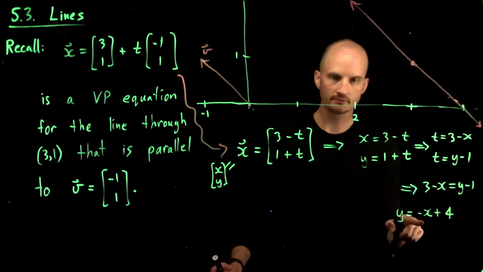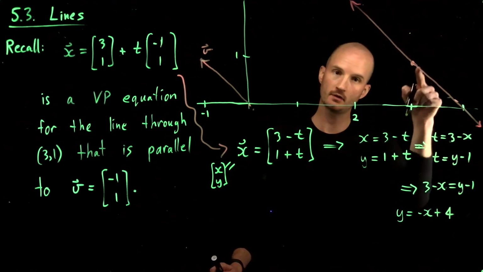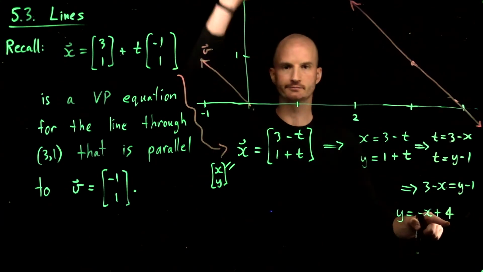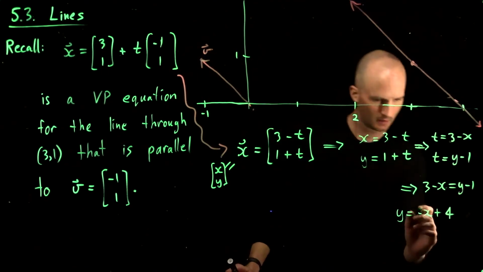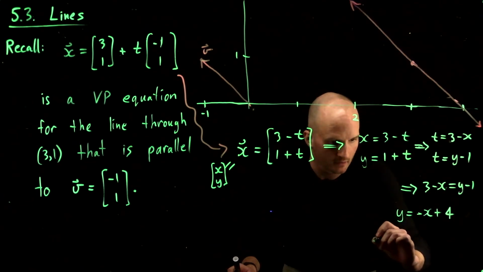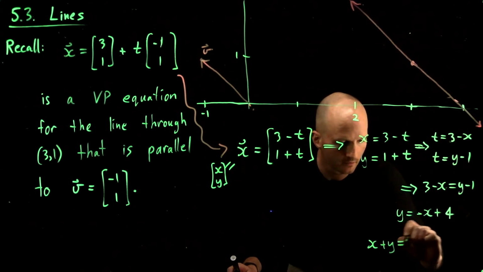So this is the equation of the line that has slope -1. Okay, that's what we have here. And the y-intercept would be 4. Well, that would be up here somewhere, but I think that's reasonable. Okay, and another way to write this is x plus y is equal to 4.